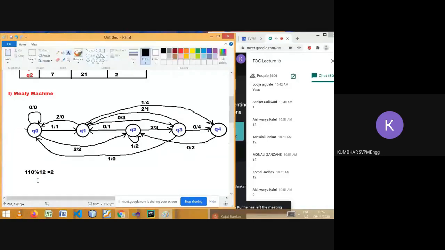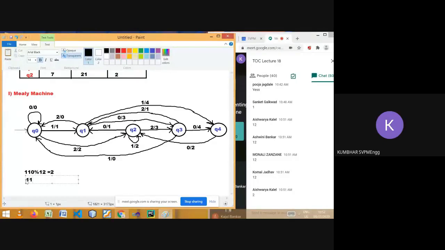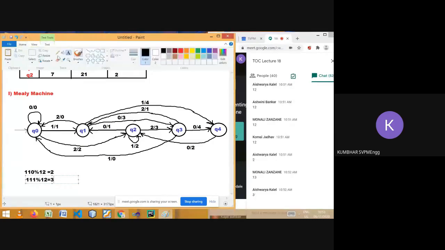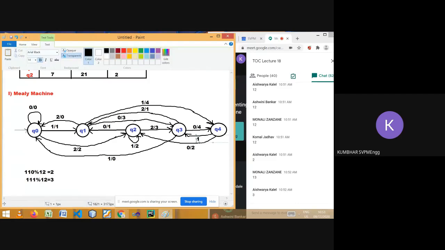Next, 111. 111 means 13. 13 mod 5, so it will go for remainder 3. Correct. So I have to show the transition to Q3, and this transition will be on input 1 and output 3.